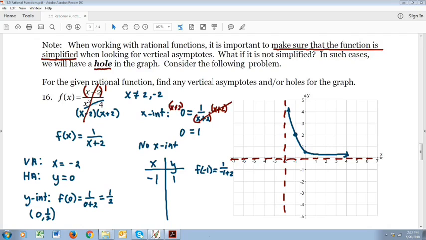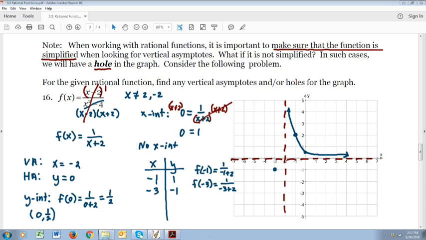All right, so if you look to the left of the vertical asymptote, it'd be nice to know maybe when we plug in -3 or -4 what values we would get. And so we need a couple of points to the left of the asymptote. So let's plug in -3. So f of -3 is 1 over -3 plus 2. That's going to be 1 over -1, which is -1. And so -3, -1, that's right there.